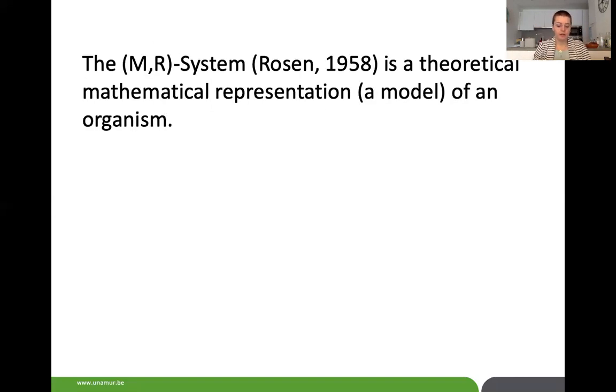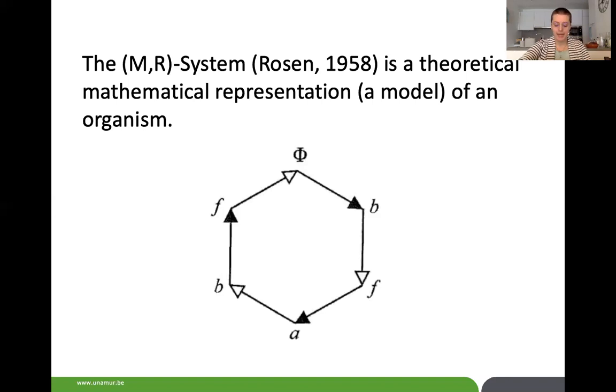Rosen developed in 1958 a model, a theoretical, mathematical representation of living systems called the MR system. The idea is that a living system contains three main functions: metabolism, repair, and replication, the M and R in the name MR system.